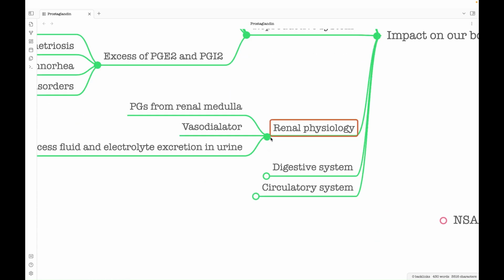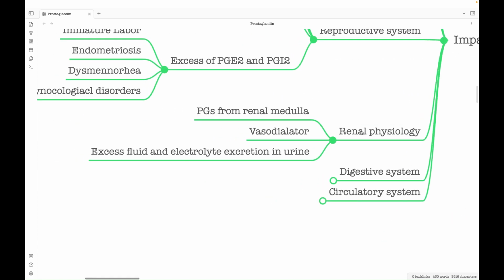Then we have renal physiology. I have already mentioned that COX-1, that is cyclooxygenase 1, is mainly produced in the stomach, kidney, and platelets. From the kidney, basically from the renal medulla, these prostaglandins are produced and they act as vasodilators.